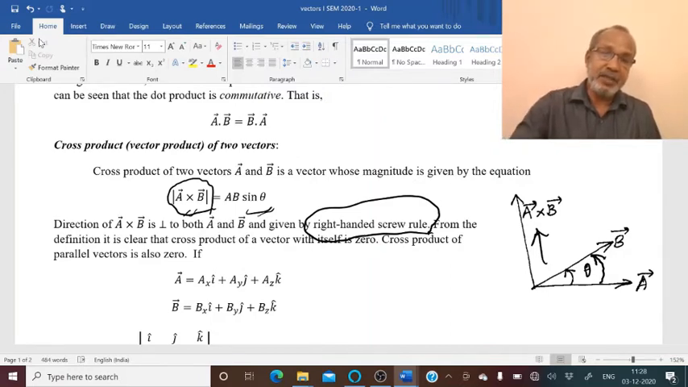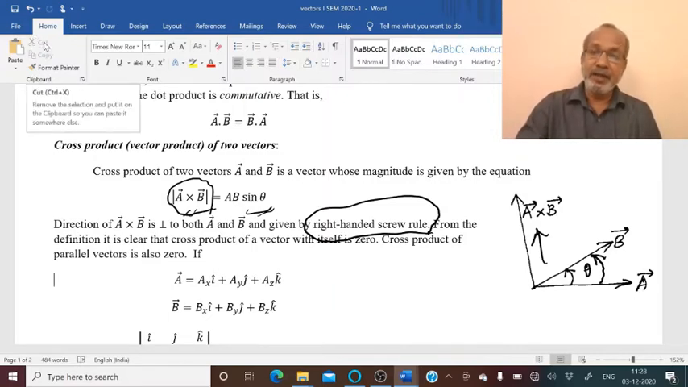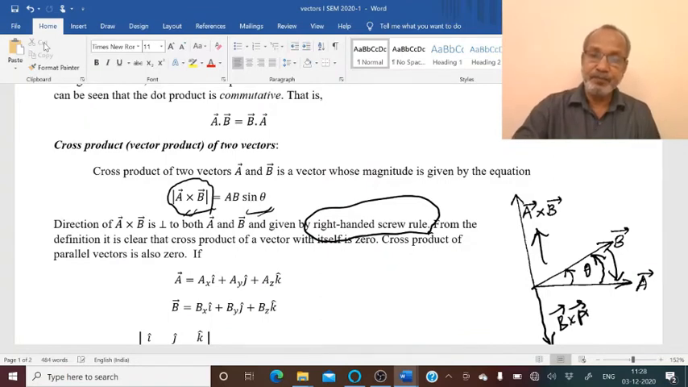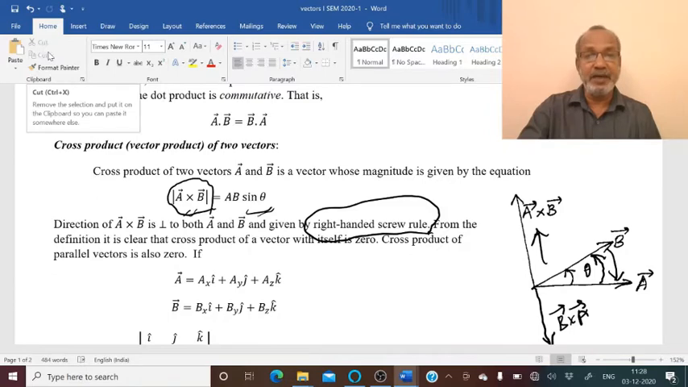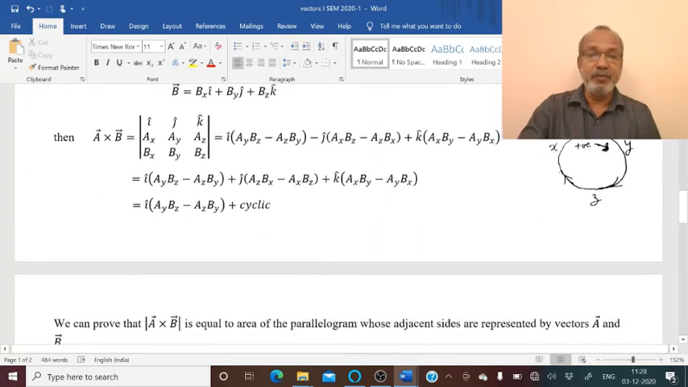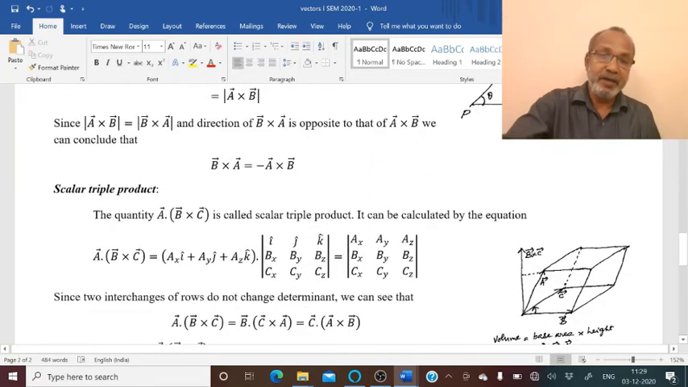So magnitudes are the same, but the direction will be different, because when you rotate a right-handed screw from B to A, then the screw will move in the downward direction. So this will be the direction of B cross A. So A cross B and B cross A are oppositely directed, and they have the same magnitude. So A cross B will be equal to minus B cross A, that I have written here.